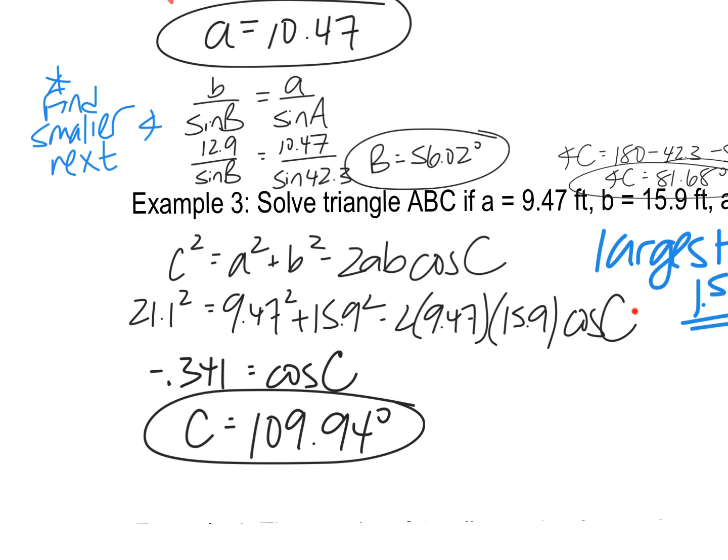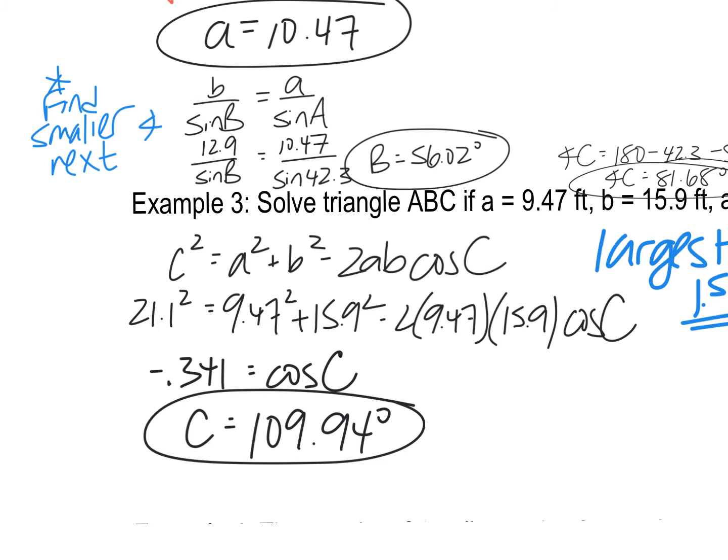So how do we get just this part by itself? First thing you should do is subtract these over to this side. After you do that, you end up with negative 2 times this times this times this. So you need to divide by this multiplier right here. So divide that over so that you end up with cosine of C equals negative 0.341. Again, if you need to show more steps than this, that's fine. But after you do a little bit of practice, it's going to be time saving if you can just visualize it and not have to write everything out.